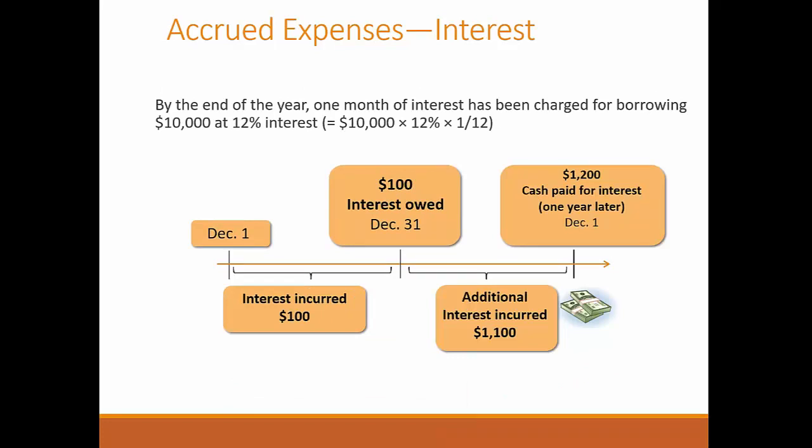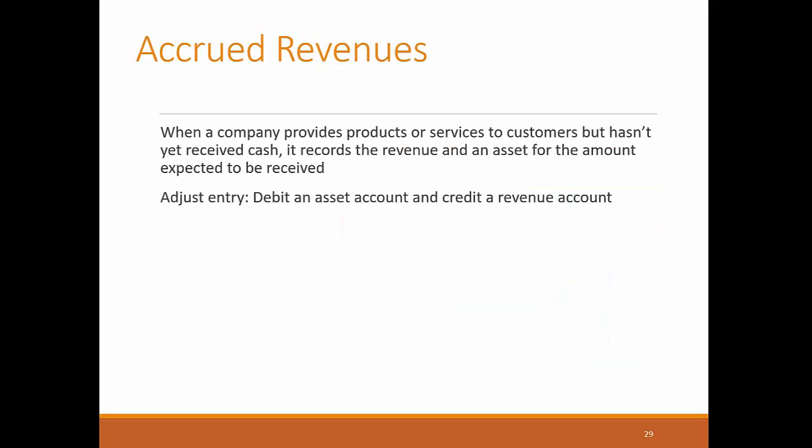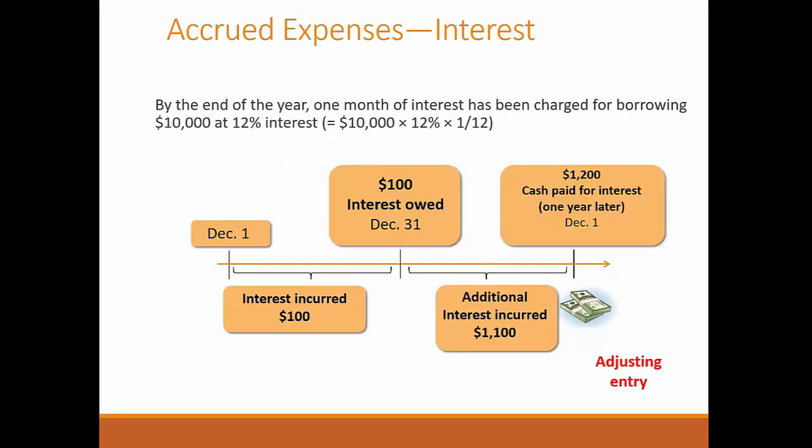Another example is interest. So if I take out a loan and it's at 12%, that's an annual rate. So if I took it out on December 1st, then on the 31st I incurred $100 of interest, which is 10,000 times 12% divided by 12, which you can see up here is $100. So on the 31st, I'm going to recognize the fact that I have interest expense of $100 as of the 31st. Even though I haven't paid that interest yet, I've still incurred the expense.